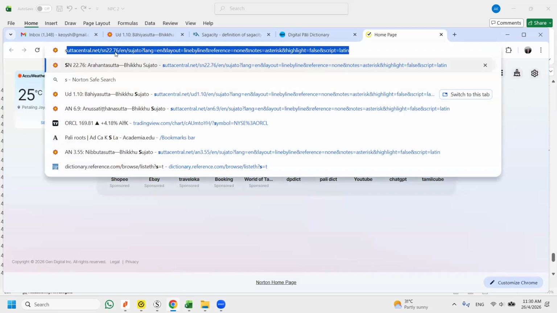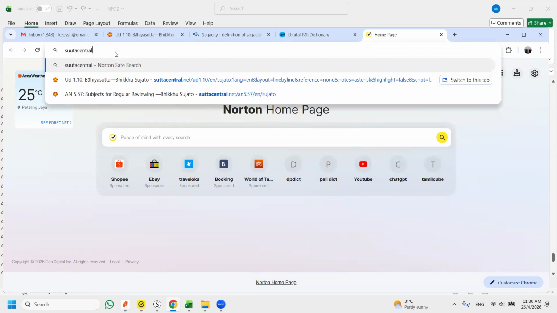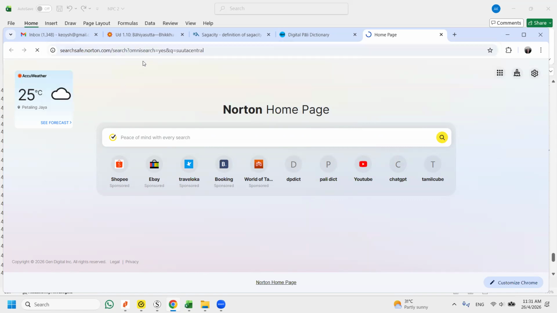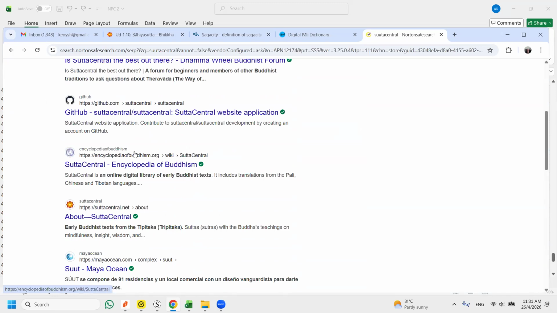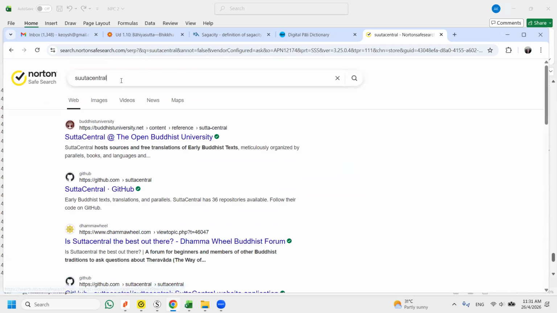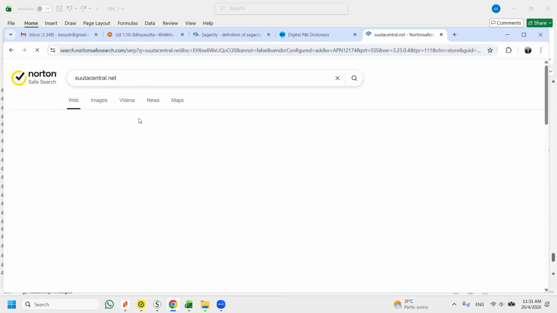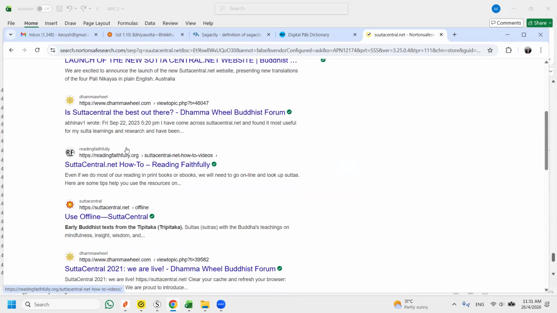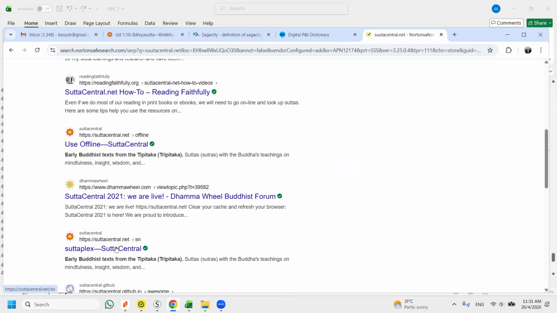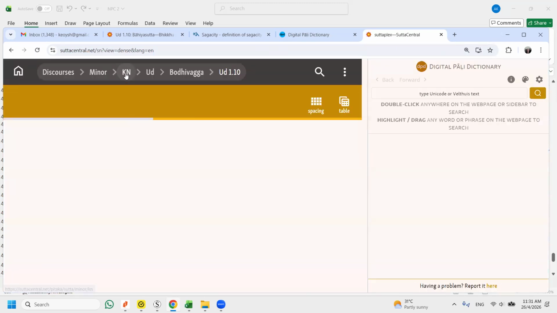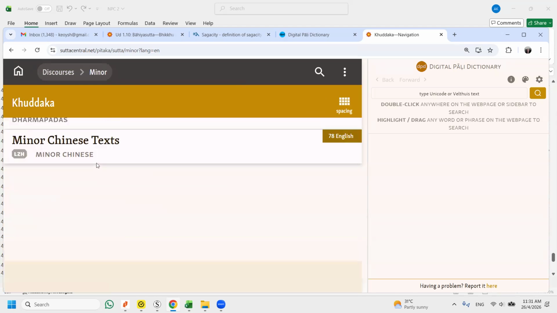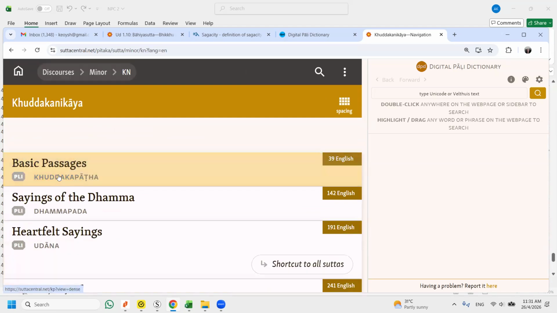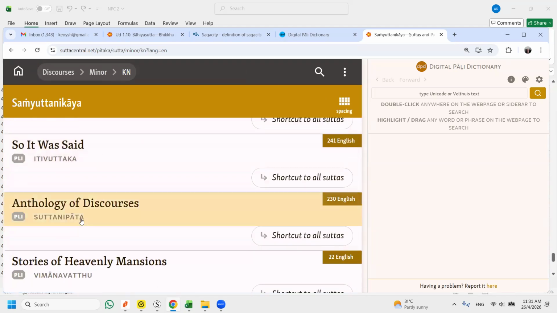you go to Sutta Central. Okay, this one. Then you go to this one, Khuddaka. These courses, so that means you have to go under here, Khuddaka. You go to Khuddaka, then you go KN. This is KN, this is Khuddaka Patha, Dhammapada you don't want, Udana you don't want, Itivuttaka you don't want, Suttanipata, you don't want.